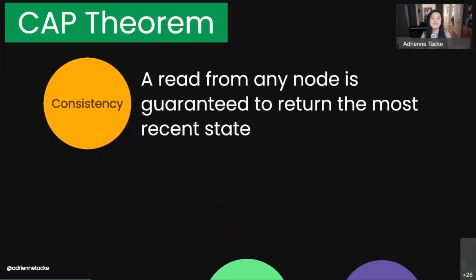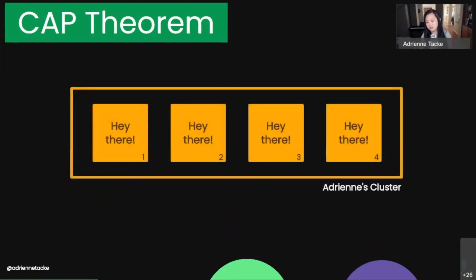Consistency states that a read from any node is guaranteed to return the most recent state. So what does that exactly mean? Let's say I have a cluster and I have 4 nodes. And in these 4 nodes, these are 4 computers, whatever, I'll call them nodes just to be more generic. We can read and write to this cluster. And right now, the current state of my cluster is it has "hey there" in all 4 of the nodes. That's the state, that's the value of all 4 nodes.